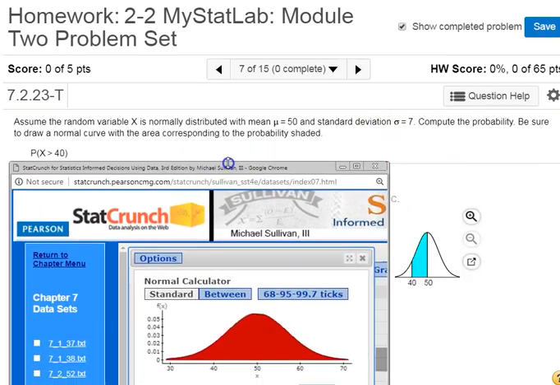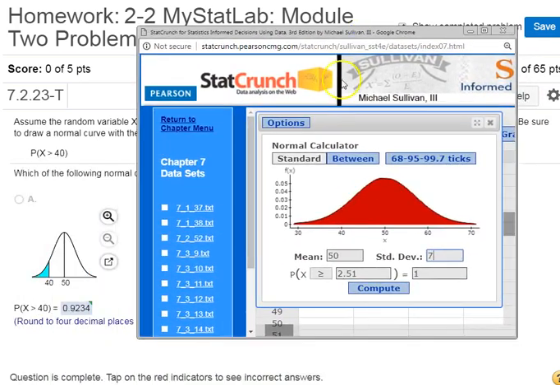And then here we have x is greater than or equal to 40. So you want to make sure you're on greater than, you type in 40, you get the picture of what we're looking for. So our mean 50 is right in the middle. Our data value of 40 is off to its left, so the probability of being at 40 or greater comes out to this value right here.